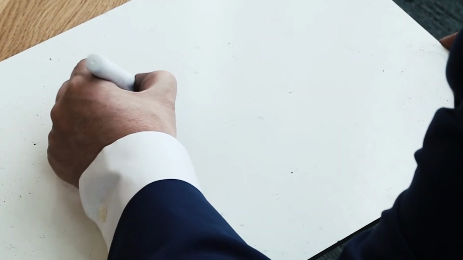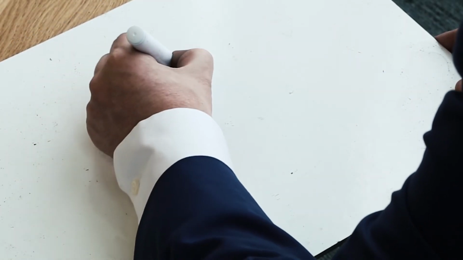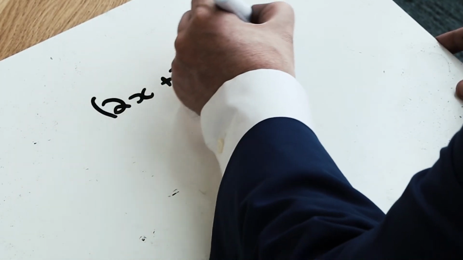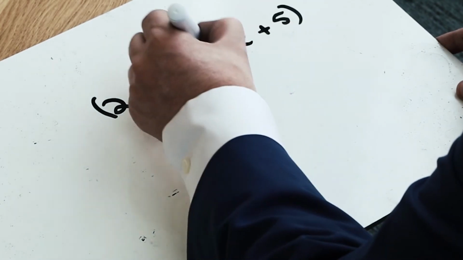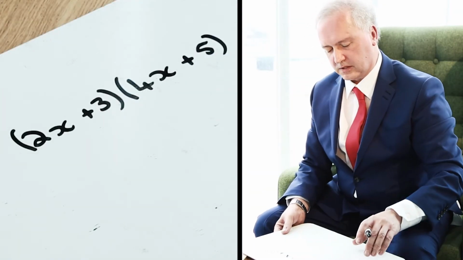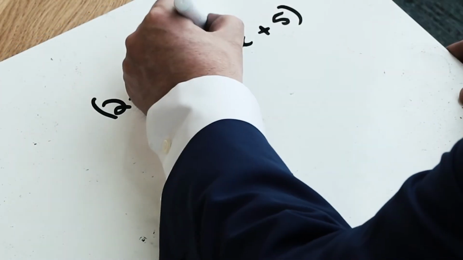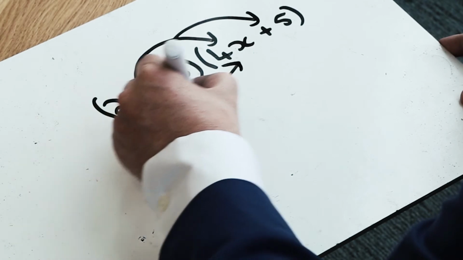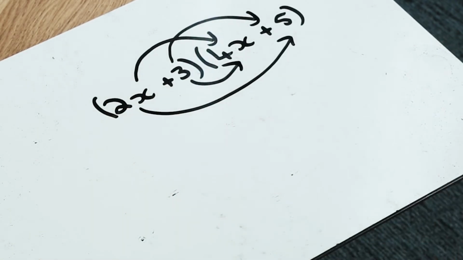Now sometimes we have a situation where we have a coefficient or a number before the x. And for this next example, I'm just going to look at expanding 2x plus 3 times 4x plus 5. So we stay calm here and we look at this and we still apply the same principles. I've got not just 1x here, but I've got 2x plus 3 and I've got 4x plus 5.